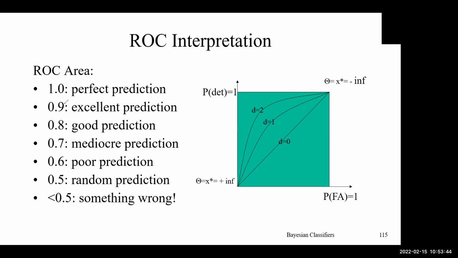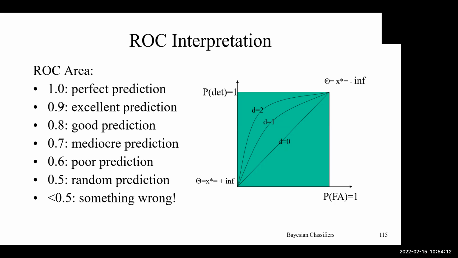If you can get an area of around 0.9, that's like getting an A in a class. That's very excellent. You're doing great. 0.8, you got a good classifier. Nothing to be totally embarrassed about, but it's just good. 0.7 is kind of mediocre. You know, A, B, C, D.